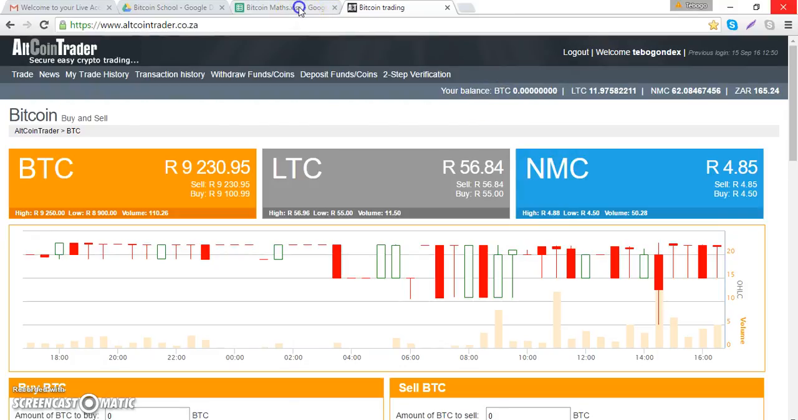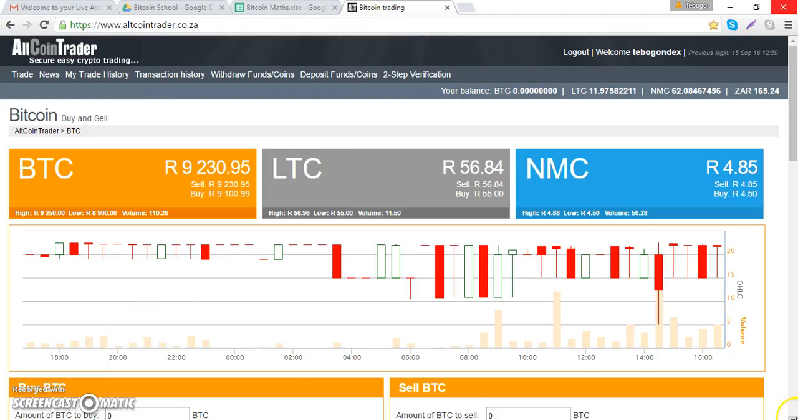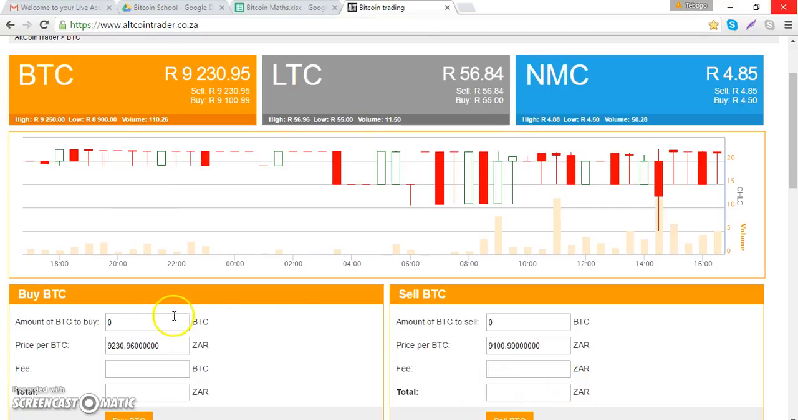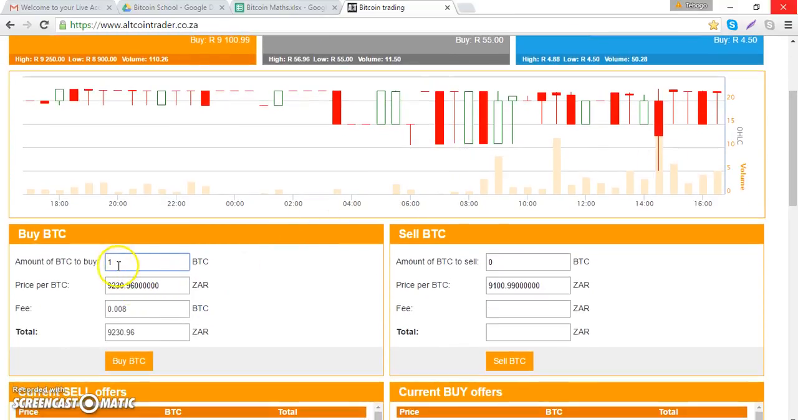So basically you might be requiring 1 Bitcoin. In this case, you will come here and you write 1. So if you write 1 there, when you scroll down, you will see that it's saying 1 Bitcoin, it will cost you 9,230.96 and so many zeros.